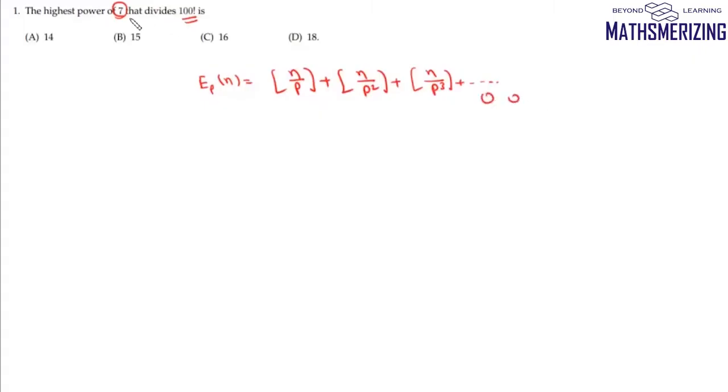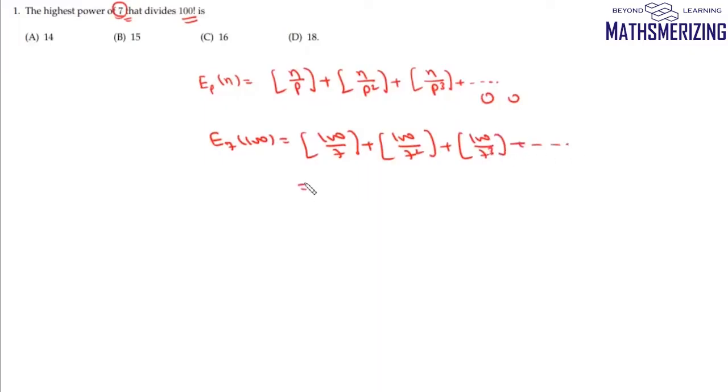Now here we need to find the exponent of 7 in factorial 100. So we'll write this as 100 by 7 plus 100 by 7 square plus 100 by 7 cube, and this series will continue. Now what's 100 by 7? 100 by 7 is 14 point something, so its integral value will be 14, and then 100 divided by 49.